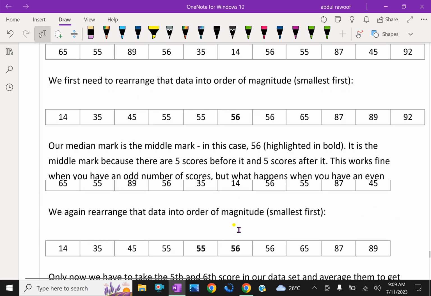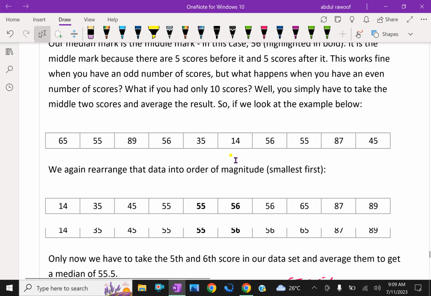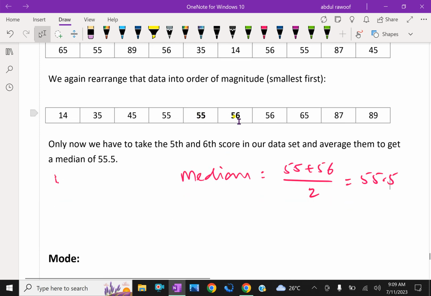Previously here 2, 4, 6, 11 data are there, so the middle you can easily calculate. Here the 5th and 6th added together and divided by 2 is the median of these data.